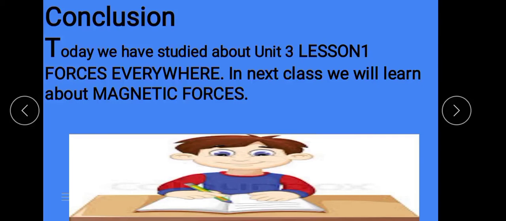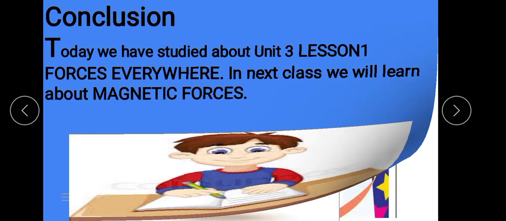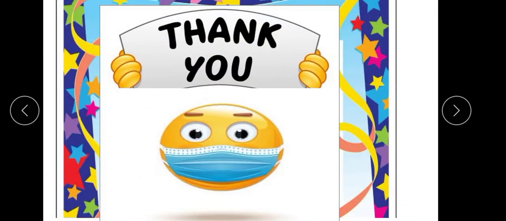Dear student, today we have studied Unit 3, Lesson number 1, Forces Everywhere. In the next class, we will learn about magnetic forces.